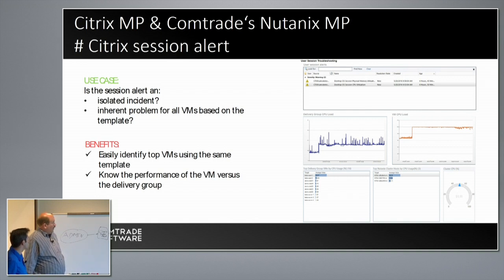And so a session alert comes in for Citrix. It's the high CPU usage. So the question is, is this just a one-off? Are there other VMs, other users, other desktops that are near that threshold? You have this one particular alert, so you take a look at that alert, but you want to compare what that resource usage is against everything that's going on with that particular delivery group. Are other users having that particular problem? Is this just a one-off?